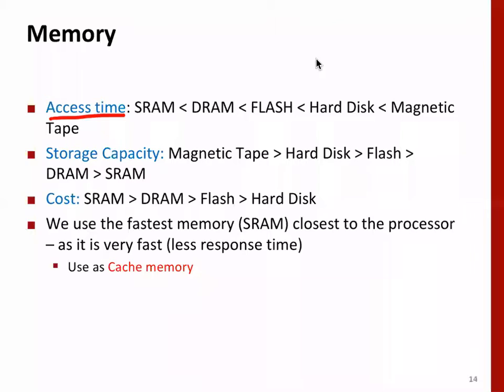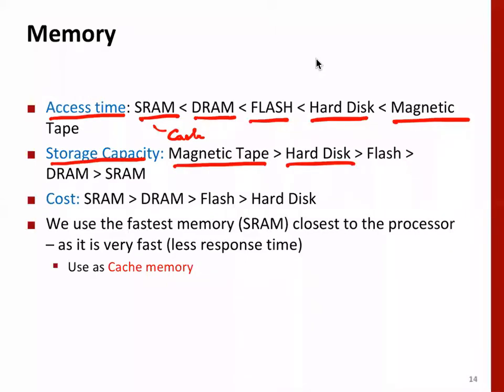So SRAM, static RAM, which is closest to the processor, is actually cache memory. Then we have DRAM. The access time for SRAM is an order of magnitude faster than that of DRAM. Then DRAM is faster than flash, and flash access time is faster than a hard disk, and then magnetic tape, and so on. Capacity wise it is the reverse, right? Magnetic tape has the highest capacity, then hard disk drive, then flash memory, then DRAM and SRAM.